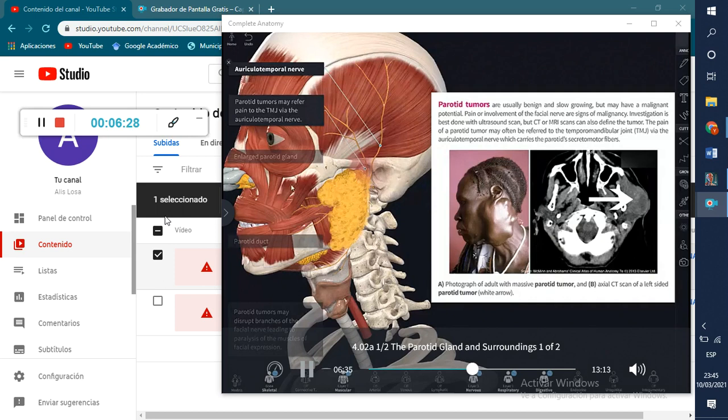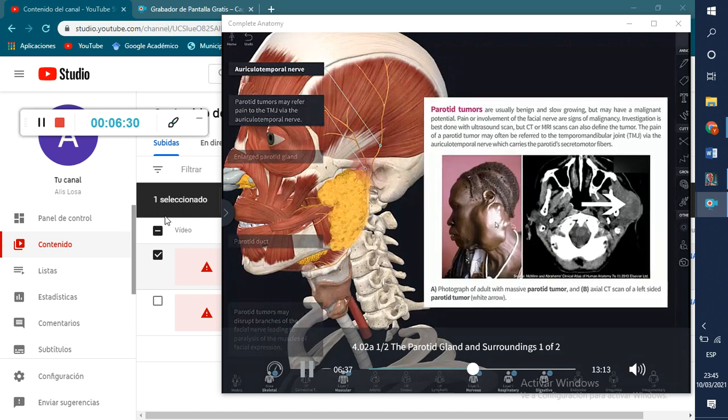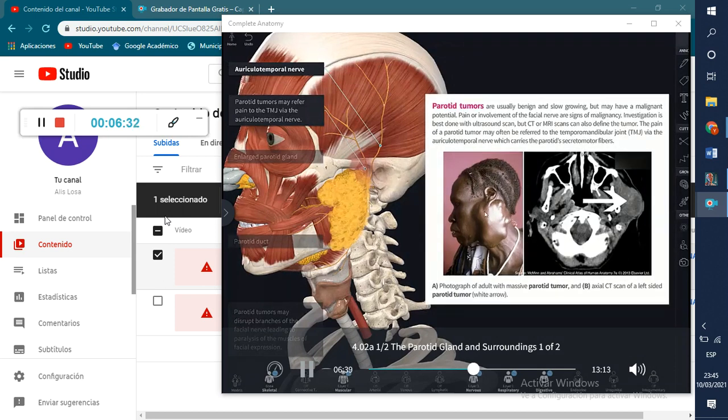Okay, so here you see the adult with the parotid tumor. That is a massive tumor here. And here is a CT scan, as you can see where the white arrow is pointing. This is a pretty large parotid tumor as well, prior to surgery, of course.